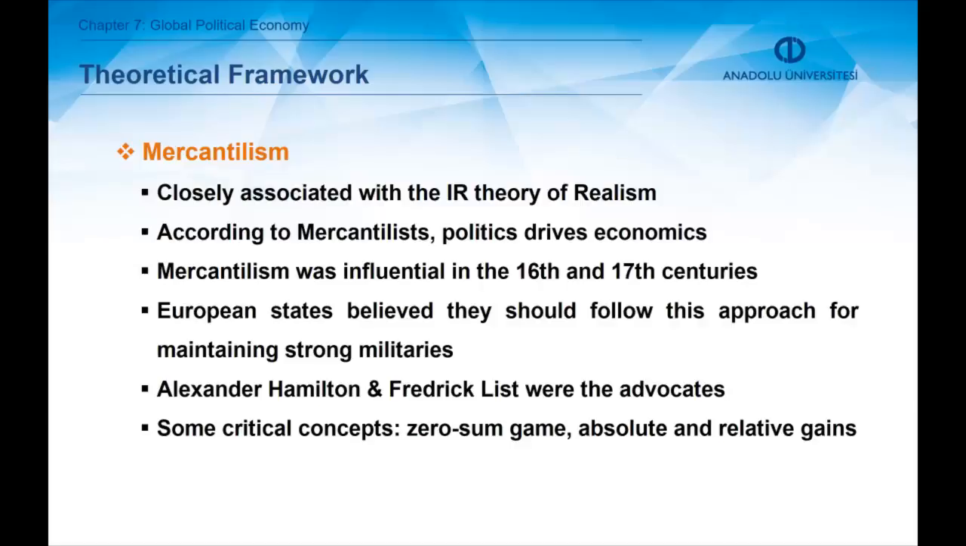Mercantilism, in fact, was influential in the 16th and 17th centuries, and European states, especially big powers, believed that they should follow this approach of mercantilism for maintaining strong militaries. In fact, mercantilism is closely associated with national economic policy and nationalism. Alexander Hamilton and Frederick List were the two critical advocates of mercantilism. In the chapter, we review some critical concepts such as zero-sum game, absolute gains, and relative gains.